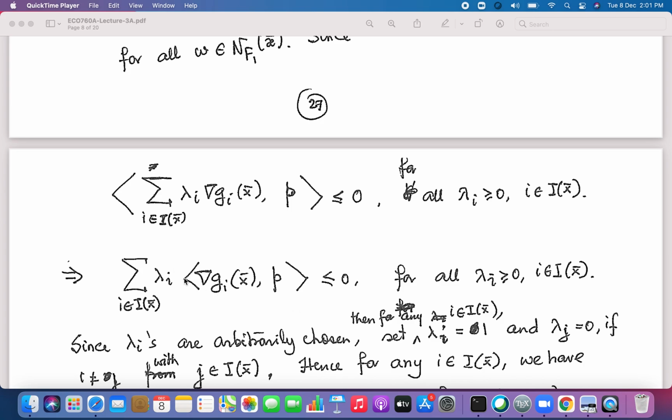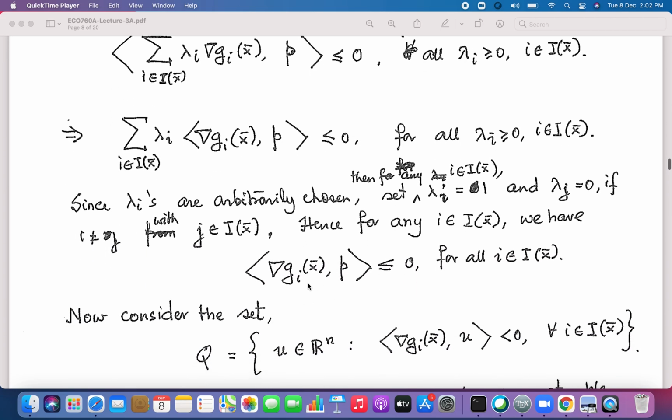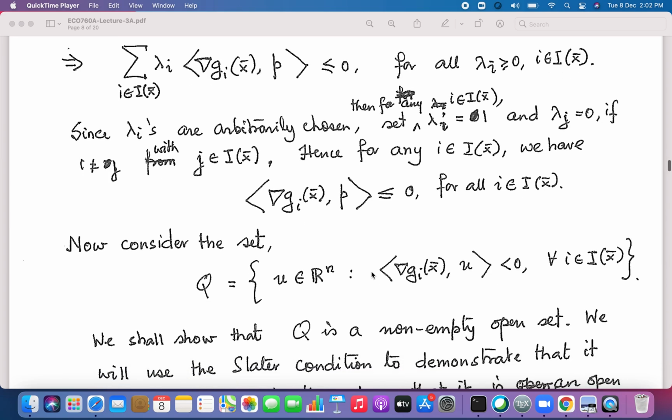If it is so, then I can take a lambda i greater than or equal to 0 with this, and all the rest of the lambda j's are 0, and the whole sum would become strictly greater than 0. That would be wrong. Here I have written that you take lambda i equal to 1 for i element of Ix bar and lambda j equal to 0. So if I put 1 for, say, lambda 1 and put the rest 0, I'll immediately get grad g1 x bar P is less than or equal to 0. This is true for every i element of Ix bar.